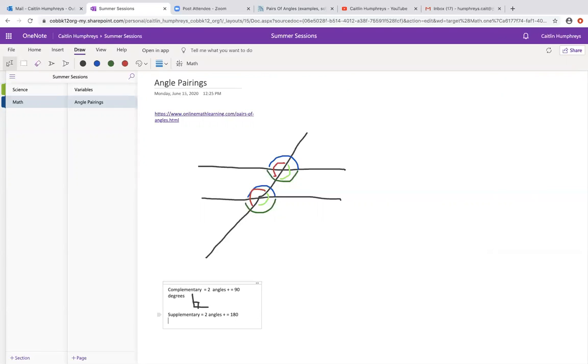Type Ms. Humphreys, 180. So the way I remember this is C comes before S in the alphabet. So C is 90 and S is 180. Also, supplementary sounds like supper, and you want more for dinner. Welcome to Ms. Humphreys' random ways to try to remember stuff. But I hope that helps you. Maybe you'll understand. Supplementary 180 is a straight line.